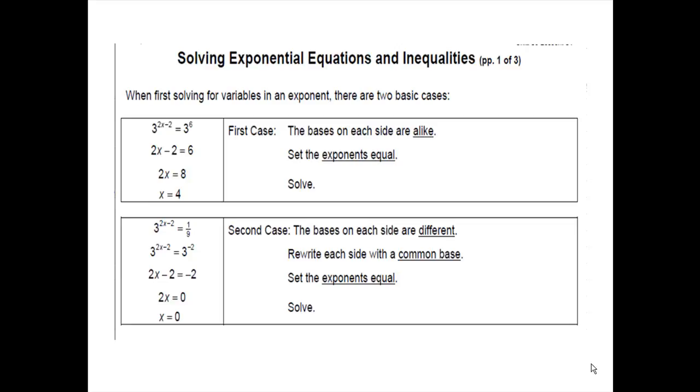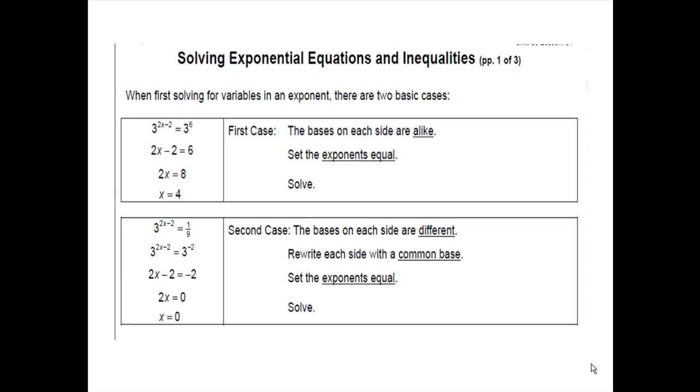Now in the second case, if the bases are different, we need to rewrite each side with a common base. In this case, we had a 3 and a 1/9. Now remember, you get a 9 as 3 squared, but anytime it's a fraction, your exponent will have to be negative. So we rewrite 1/9 as 3 to the negative second power.